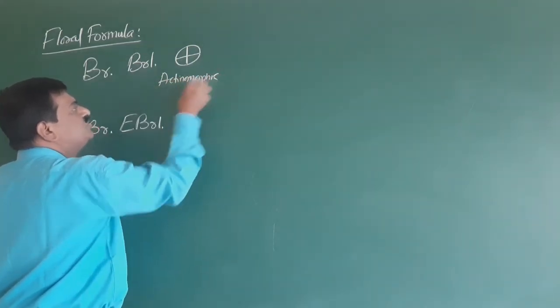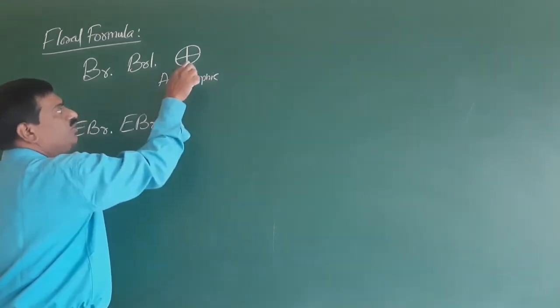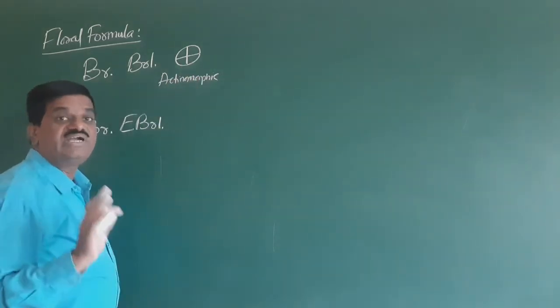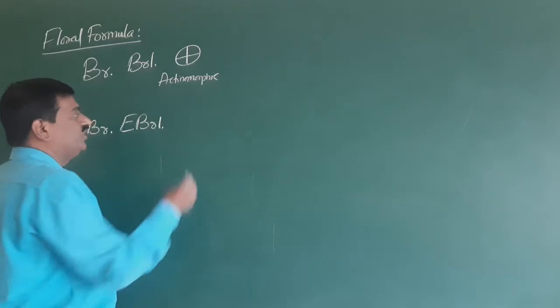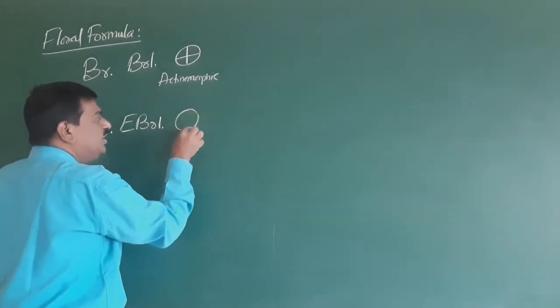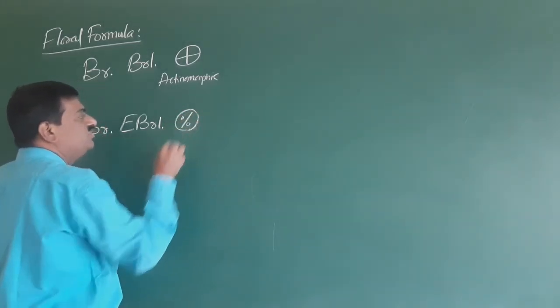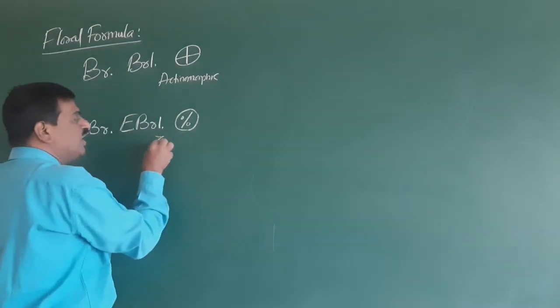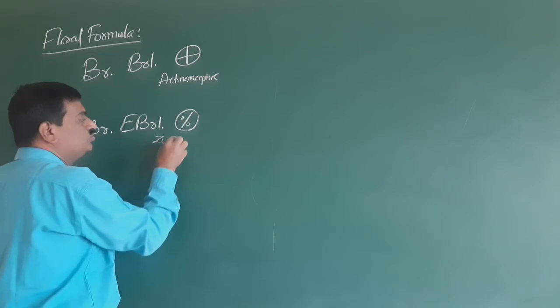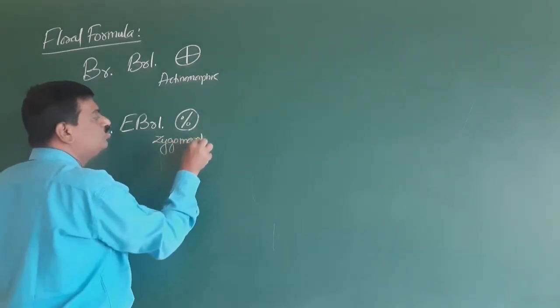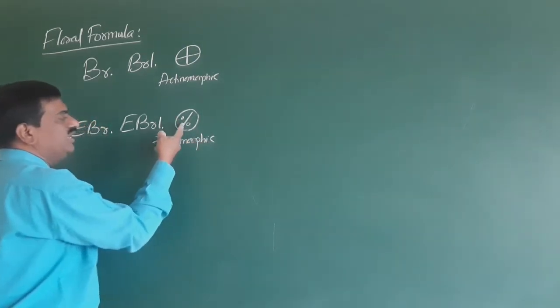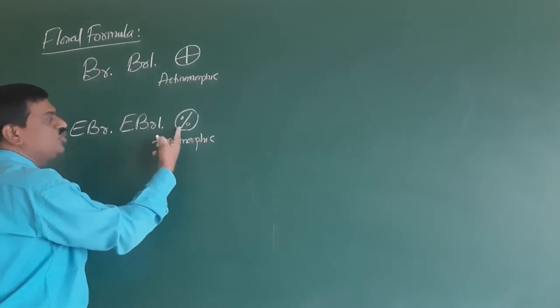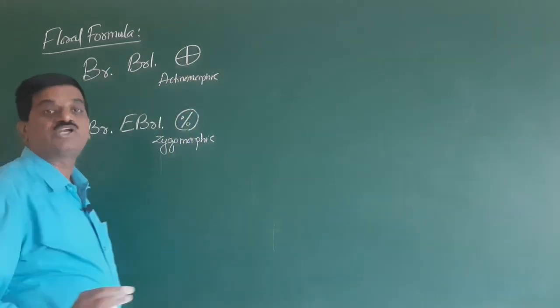Actinomorphic: this is not required to write. When you write a circle and a plus, it is enough. That indicates it is actinomorphic. When you write a circle and write a percentage sign at the center, this indicates zygomorphic. Only this much is enough. To make you understand, I am writing the labelings below. Zygomorphic: this is not required to write, only this is enough. So this is called zygomorphic, and this is called actinomorphic.